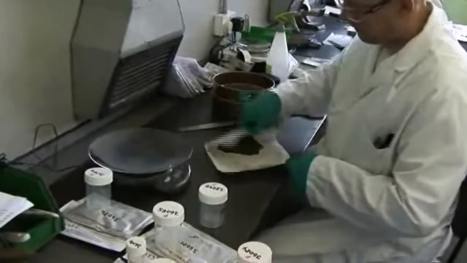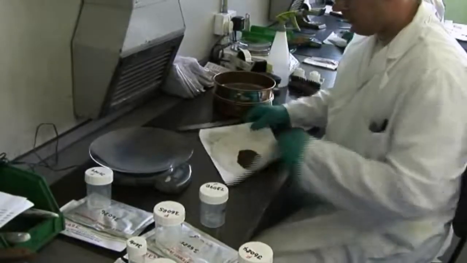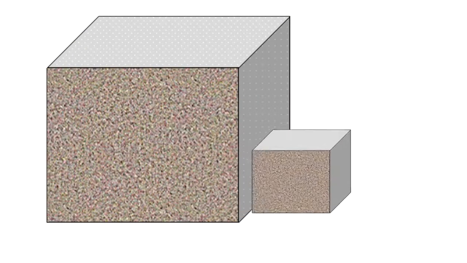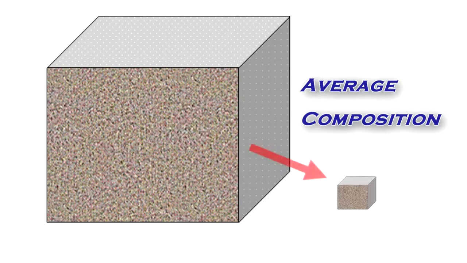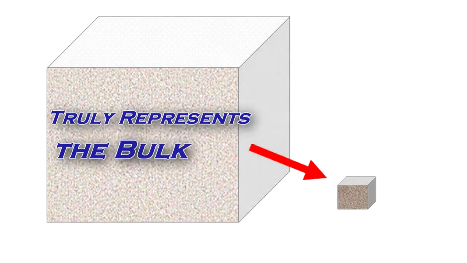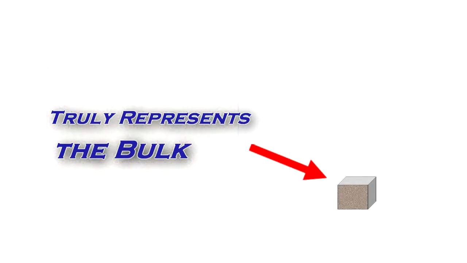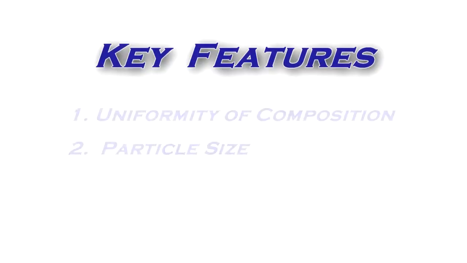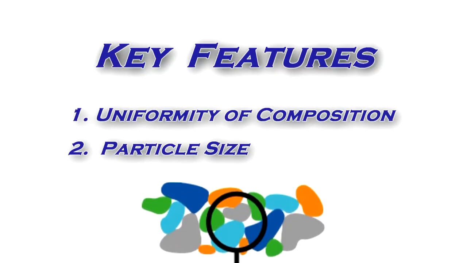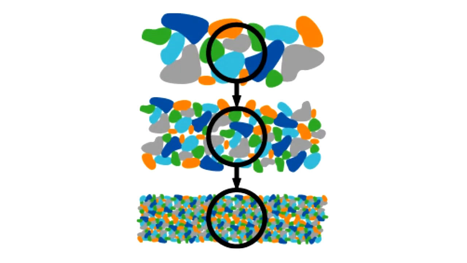A true sample is a small sample of a mass which represents the average composition of the mass, or simply stated, truly representative of the bulk. Uniformity of composition and particle size of the bulk material are the key features which lead to selecting the processes required to generate true samples.